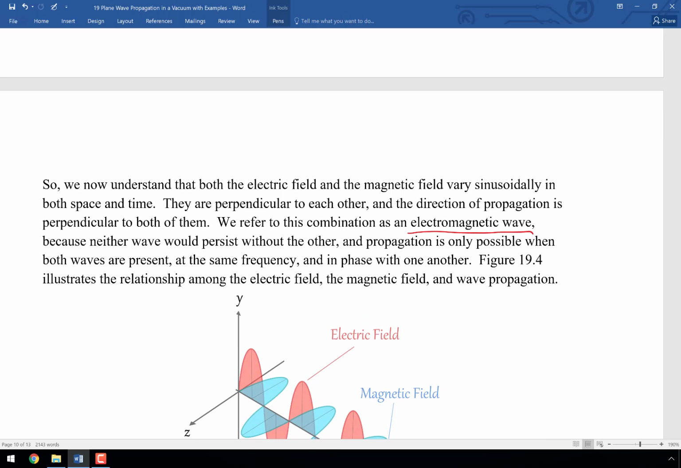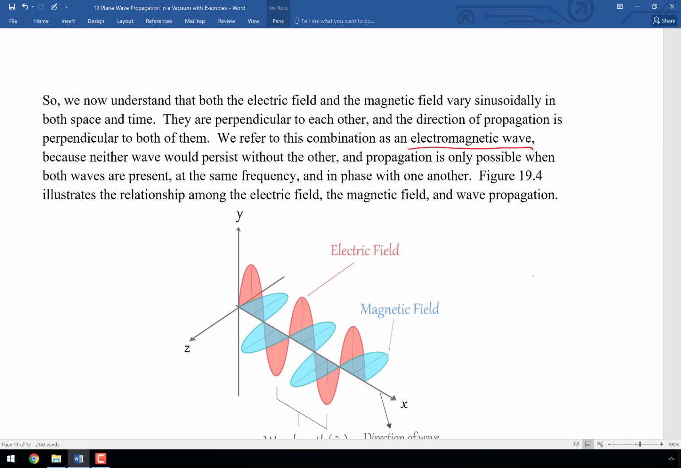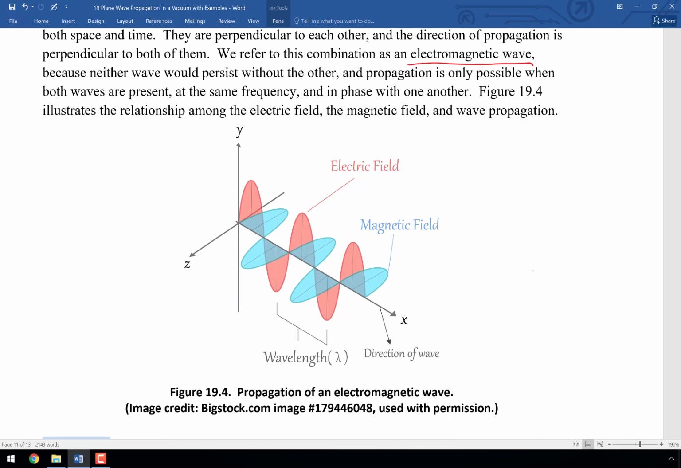Neither wave would persist without the other, and propagation is only possible when both waves are present at the same frequency and in phase with one another. So here you can see that I have an image that sort of represents that. You can see that the electric field is polarized in the y direction, the magnetic field is polarized in the z direction, and the direction of propagation is in the x direction. So I think that having a picture like this in your head, as you're thinking about electromagnetic waves, is extremely helpful.